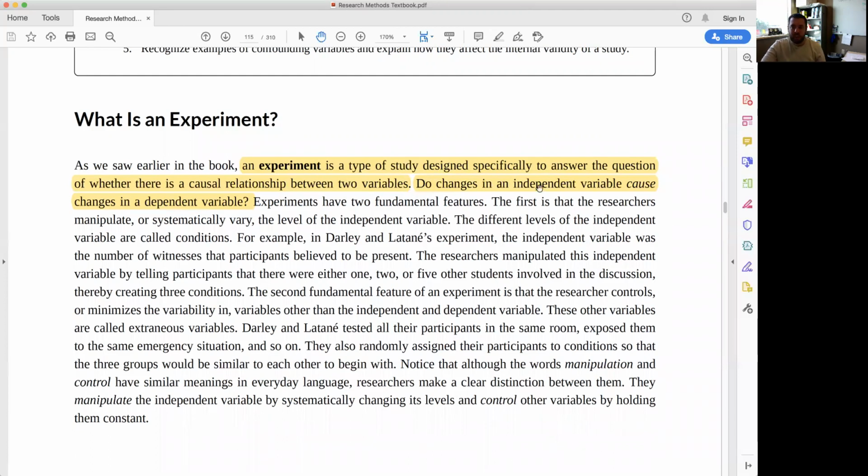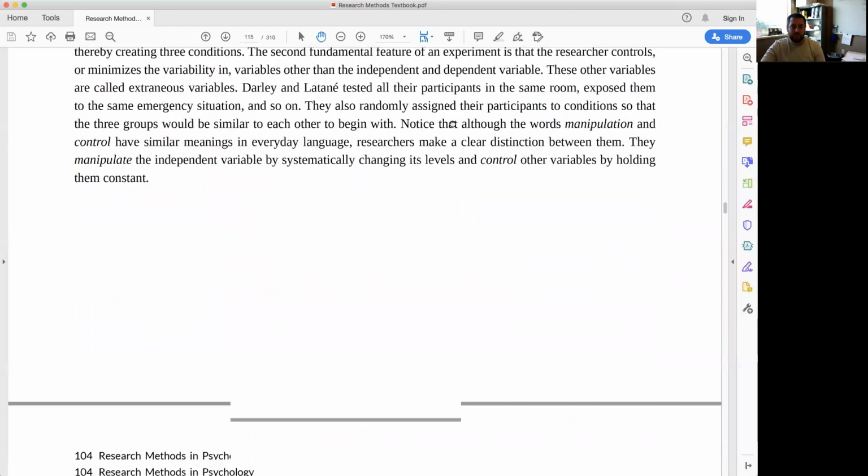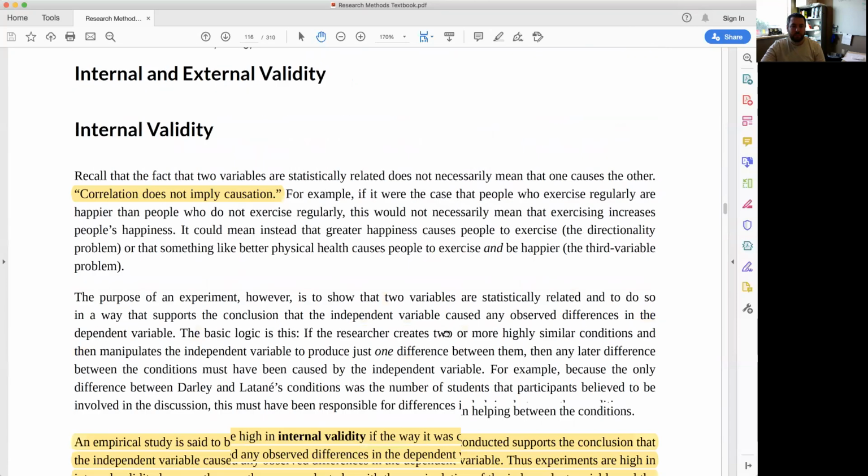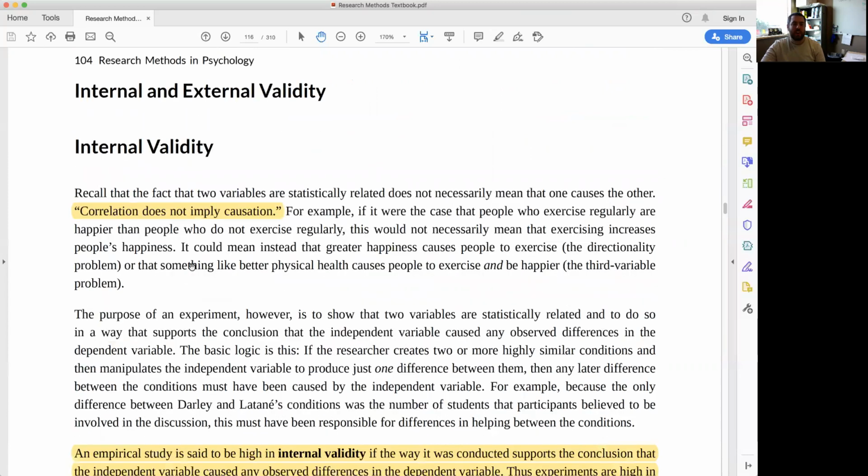So with an independent variable, it's a thing that the researcher will manipulate or control, which is highlighted down here in a little ways. But ultimately, we're looking at the causal relationship because when we look at correlations, it doesn't get us there, right?